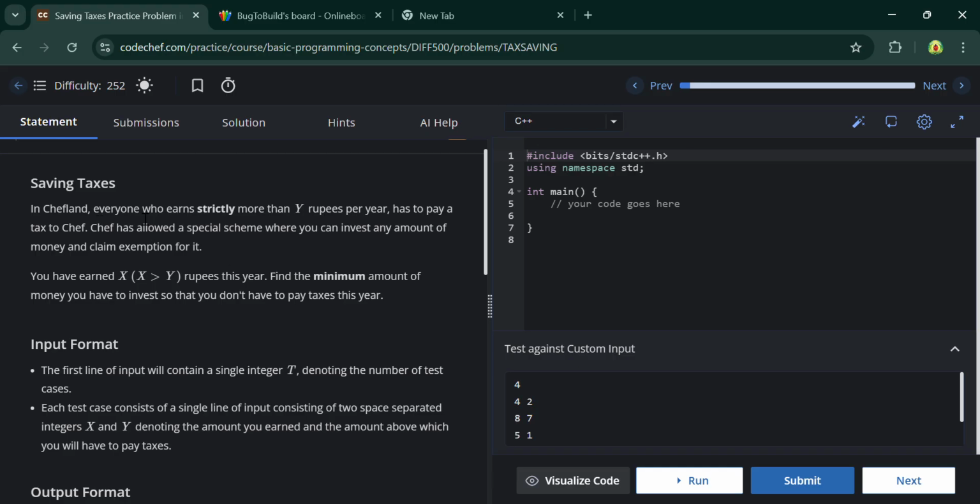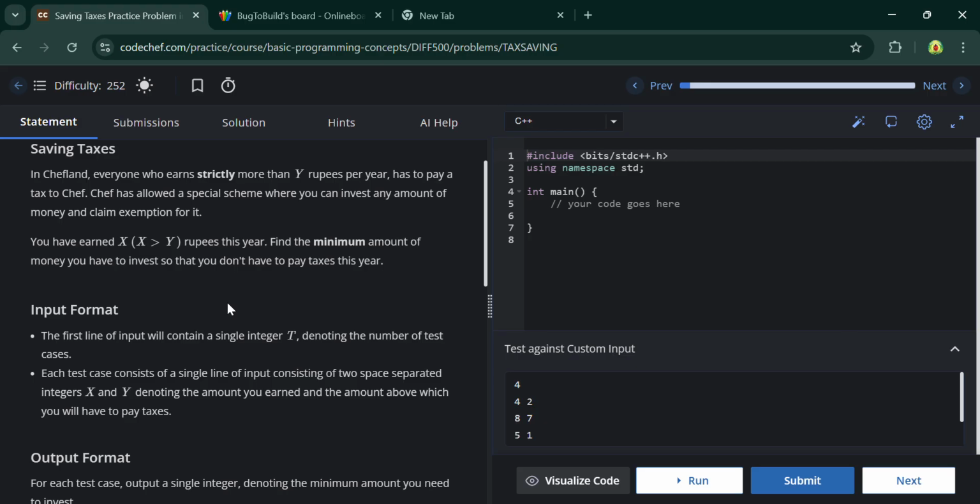In Chefland, everyone who earns strictly more than Y rupees per year has to pay tax to the Chef. So in Chefland, if a person earns strictly greater, meaning more than Y rupees, then they have to pay some taxes to the government. Okay, government means the Chef.